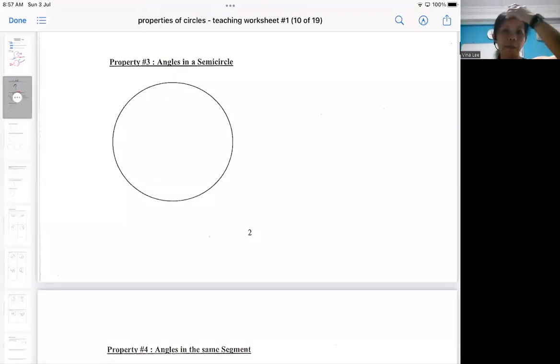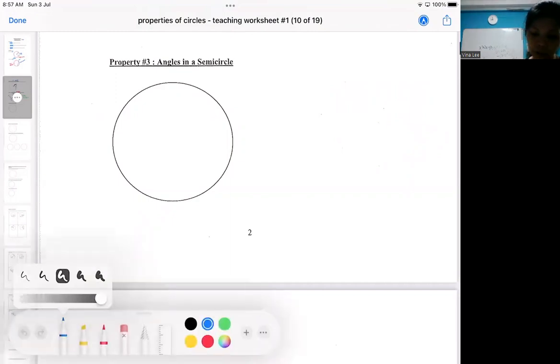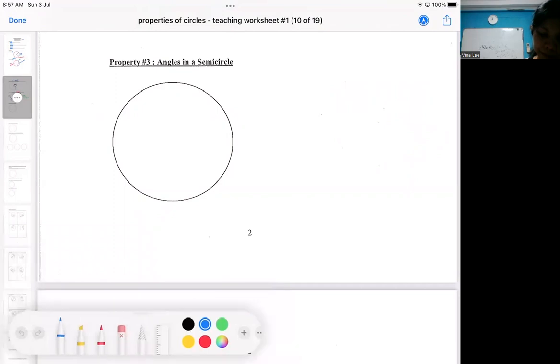So this is the third property for angle properties of circles. In this topic, there are some properties that give rise to 90 degrees. This is one of the more common ones. This property is called angles in a semicircle. To look out for this property, you will need to look for a diameter.